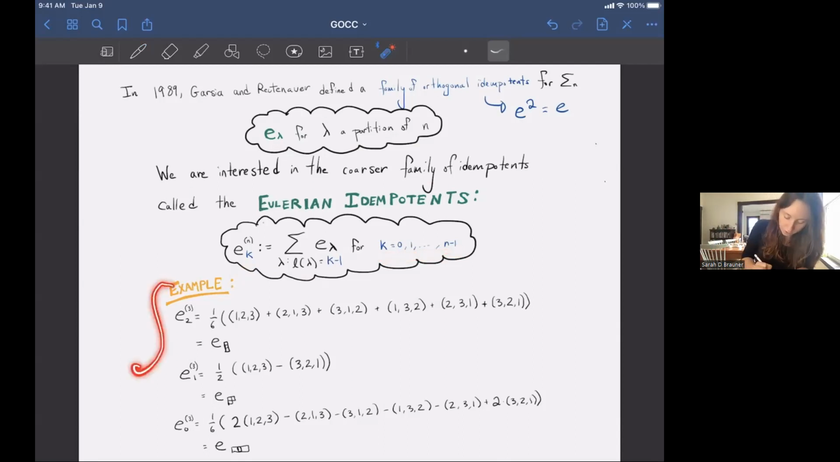And here's what they look like in the case of S3. So it's not really obvious that they're even idempotent, but if you stare at them long enough, you can convince yourself that they actually are idempotents in the descent algebra of S3.